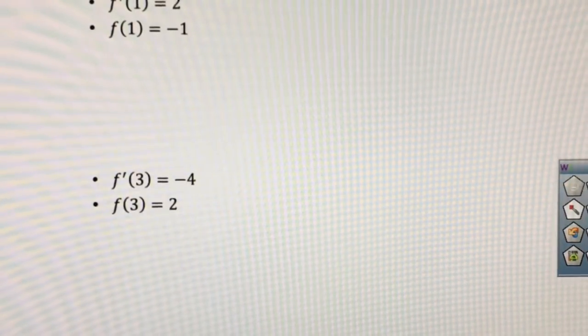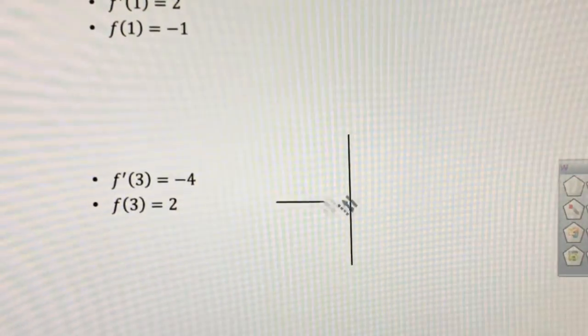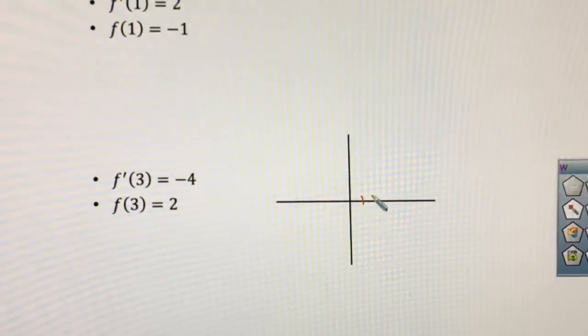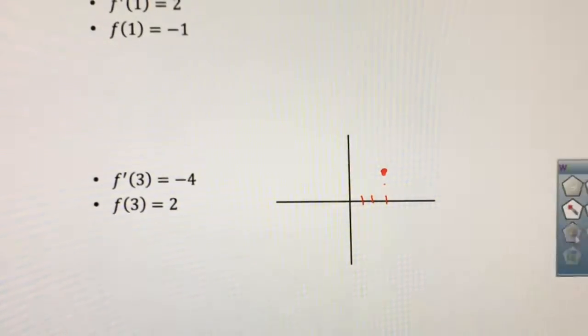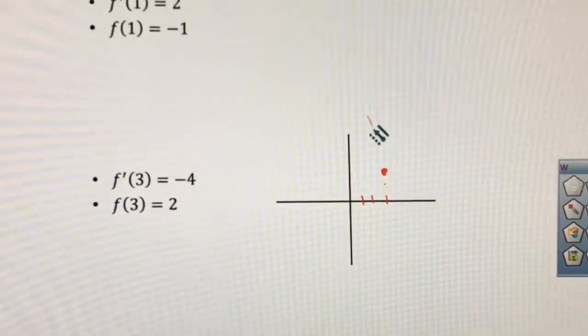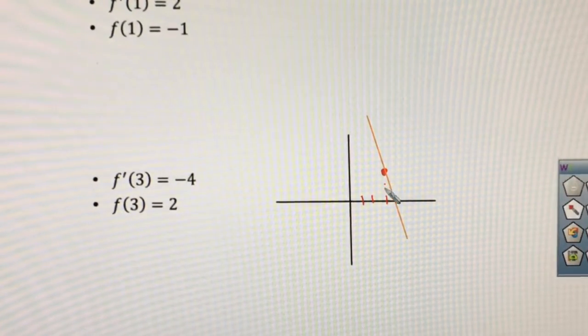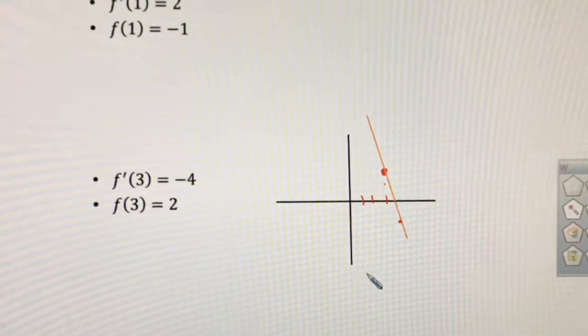Different graph, different thing. So again, I'm going to do my x-axis, y-axis. At x equals 3, y equals 1, 2. So there's a coordinate. And then the slope at that point is negative 4. So I'm just going to draw a really steep negative slope line, and act like the slope of that line is down 4 over 1. That's it.